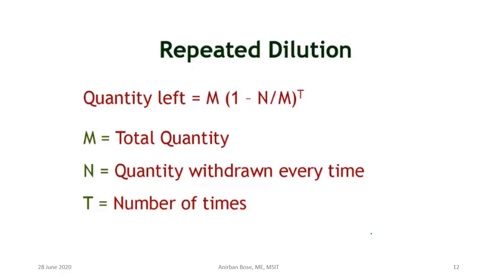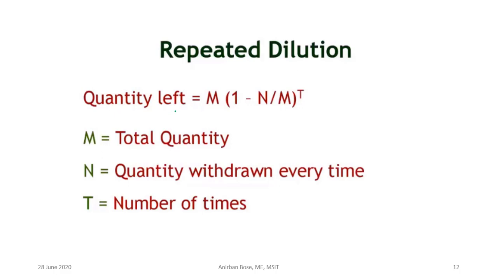Now you see this specific kind of problem where repeated dilution occurs. That means suppose some quantity was there, then a portion of that has been taken out and replaced by some other quantity. Okay, and this same process can be repeated. So in that case we can use this particular formula.